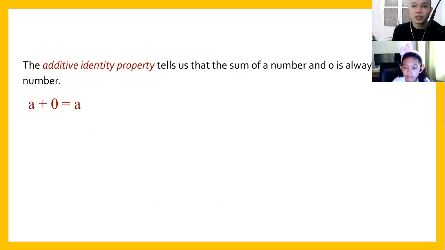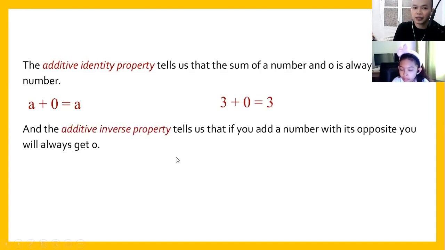So A plus 0 equals A, the same. So 3 plus 0 equals 3. You call that the additive identity property. It's very easy to remember, right, Christelle? Yeah. Okay, let's have the next one.